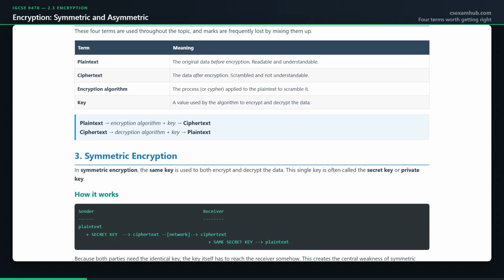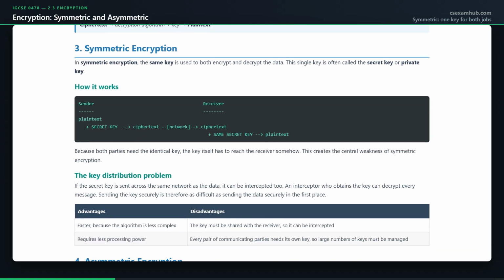Notice that the algorithm and the key are separate things. The algorithm is usually public knowledge. Anyone can look up how it works, and the security comes entirely from the key. That is worth holding on to, because it explains why the rest of this lesson is about keys rather than about algorithms. Encrypting is plain text plus algorithm plus key giving ciphertext. Decrypting runs the same route backwards.